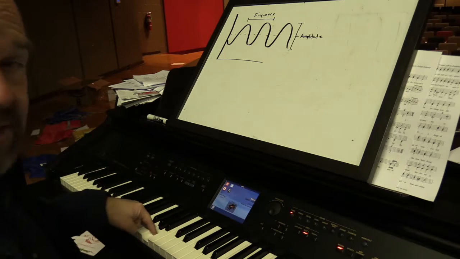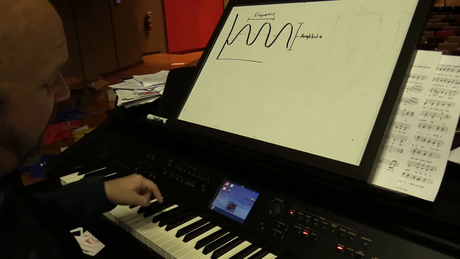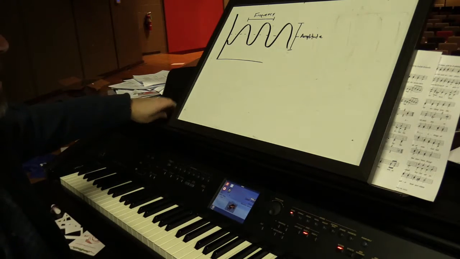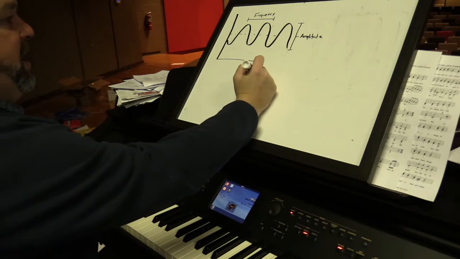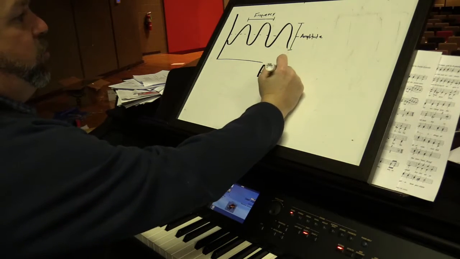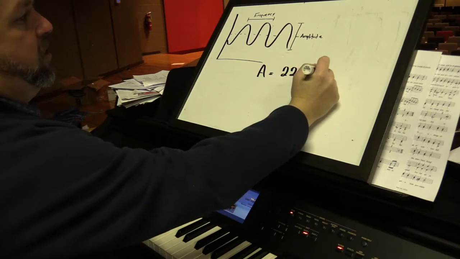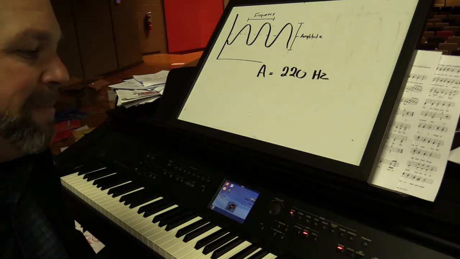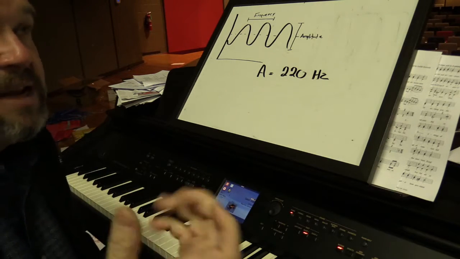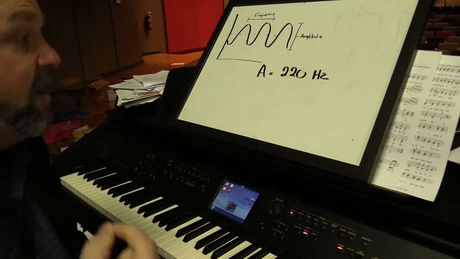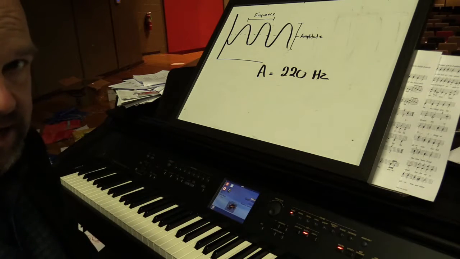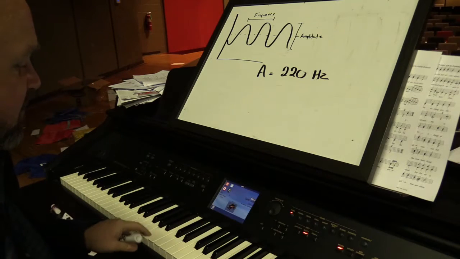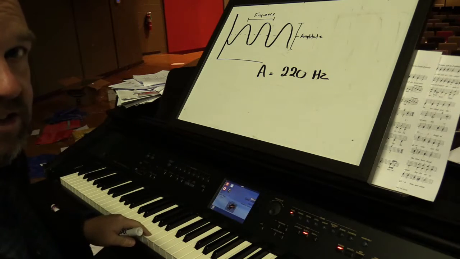The A below middle C has a frequency of 220 hertz, so A equals 220 hertz, right? That means your eardrums detect the pitch A 220 times per second, right? Your brain turns it all into one sound, which is this, even though we know it's actually this.